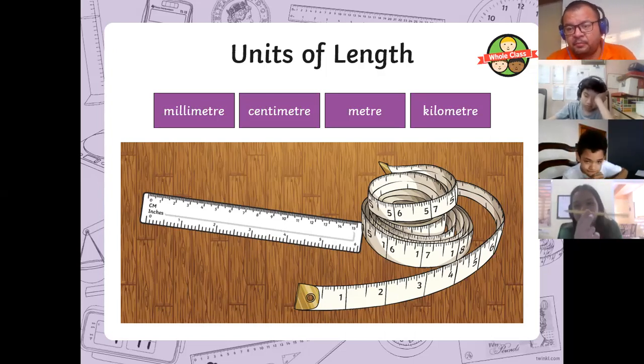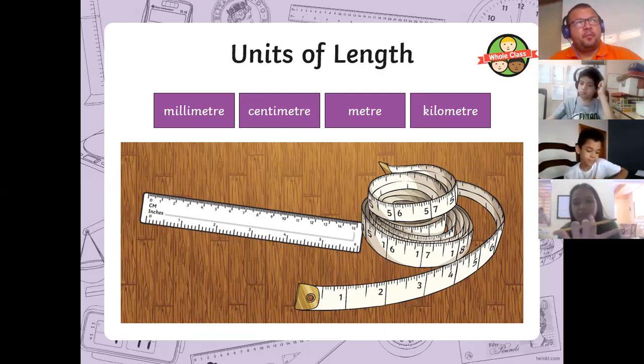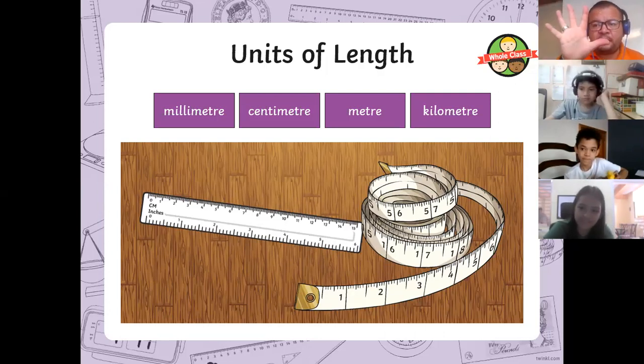For example, if you say, what is the length? What is the measure? 4 cuartas, 4 quarters. So you use your hand. This is a cuarta. It's a measure. It's a unit of measure.